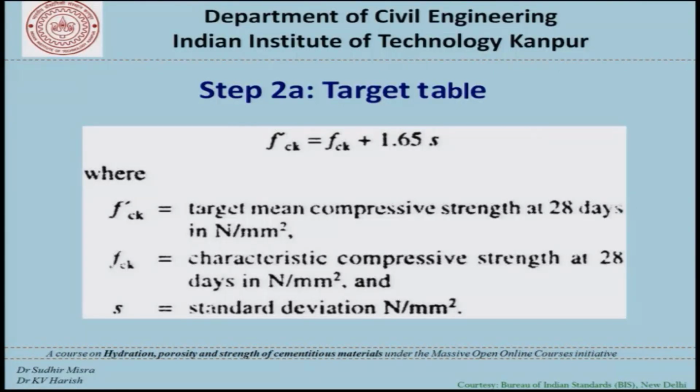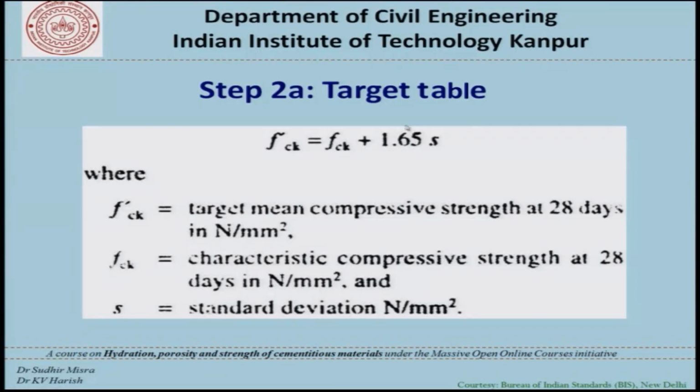Now, the second step is broken down into a few more parts. In the first part, we target a particular compressive strength. So, f_ck bar is equal to f_ck plus 1.65 times S. f_ck bar is the target mean compressive strength at 28 days in Newton per mm square. f_ck is the characteristic compressive strength at 28 days in Newton per mm square, and S is the standard deviation. Now, the factor 1.65 is a constant indicating a confidence level of 95%.